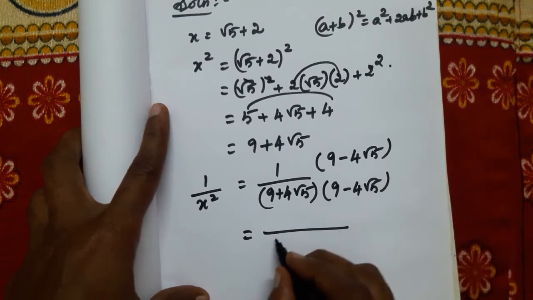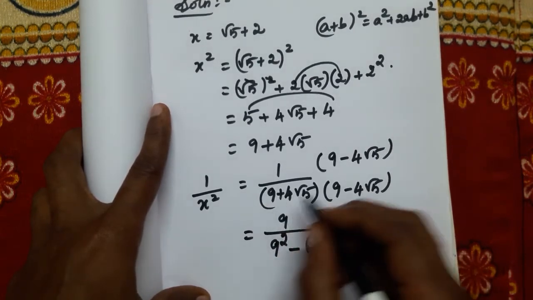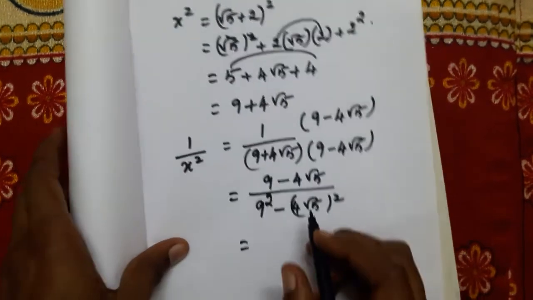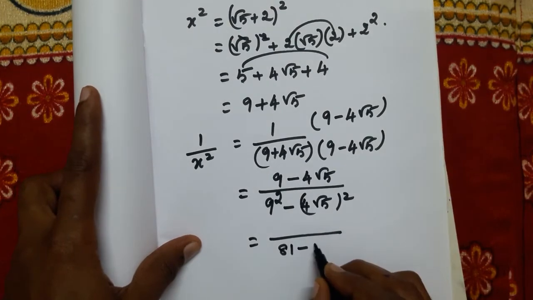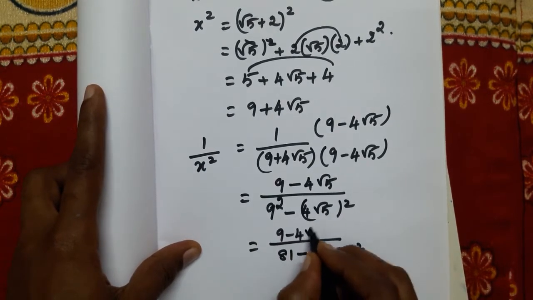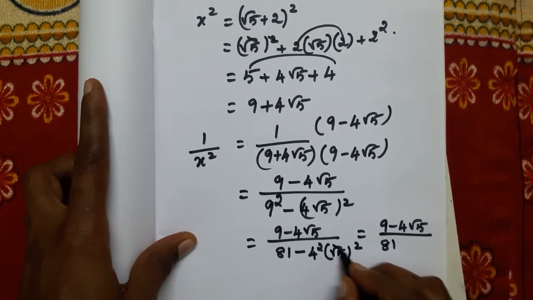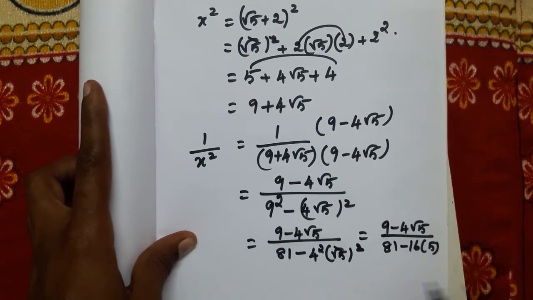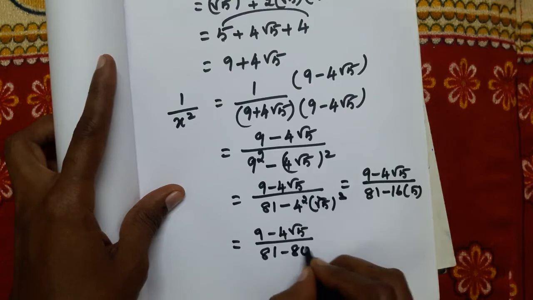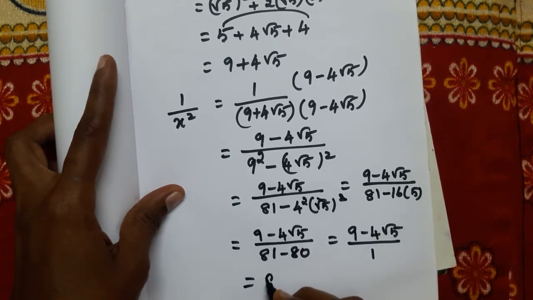A plus B into A minus B is equal to A square minus B square, so 9 square minus 4 root 5 the whole square. Here the numerator is 1 into 9 minus 4 root 5, which is 9 minus 4 root 5. The denominator: 9 square means 81, minus 4 square into root 5 the whole square. Root 5 the whole square means 5, and 16 into 5 means 80. So it's equal to 9 minus 4 root 5 by 81 minus 80, which is 9 minus 4 root 5 by 1, equal to 9 minus 4 root 5.